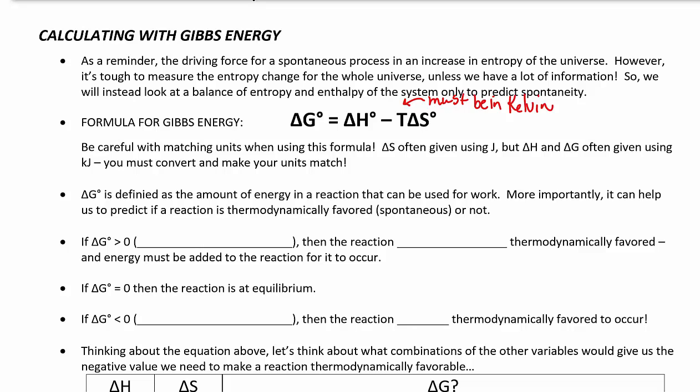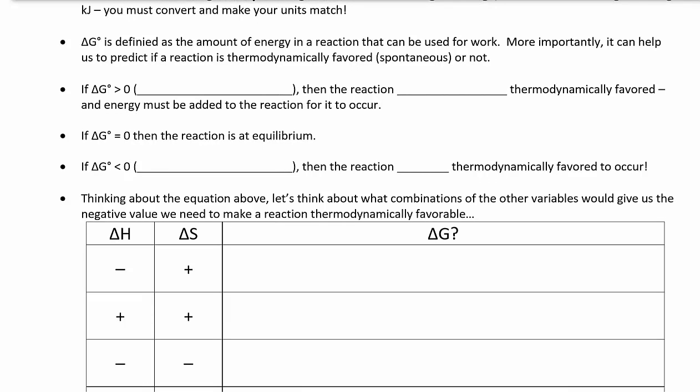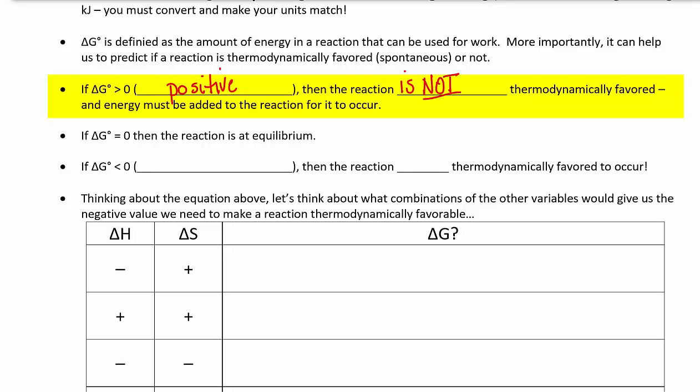So you must convert. The definition of delta G is the amount of energy in a reaction that can be used for work. But in chemistry, it helps us decide whether or not a reaction is thermodynamically favored. If delta G is greater than 0, and it's positive, then the reaction is not spontaneous. In other words, it requires energy for this reaction to go. It has to be added.